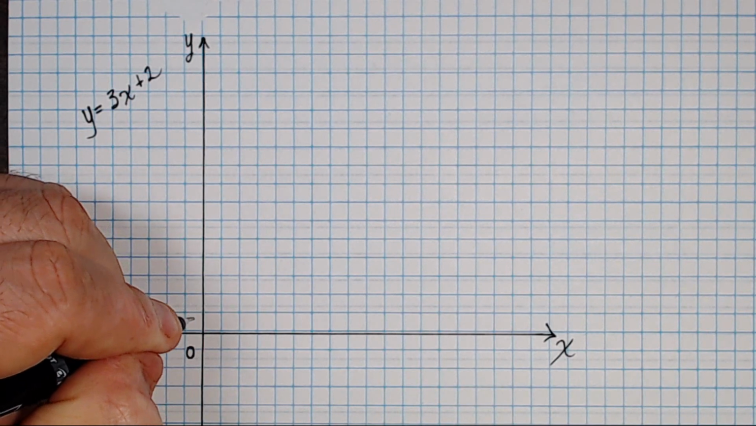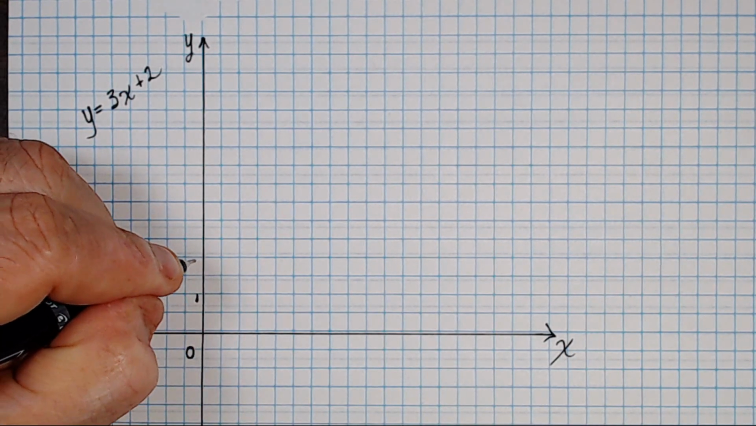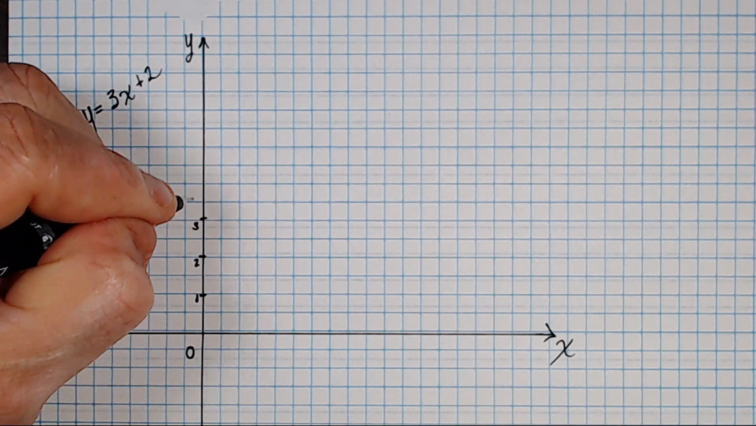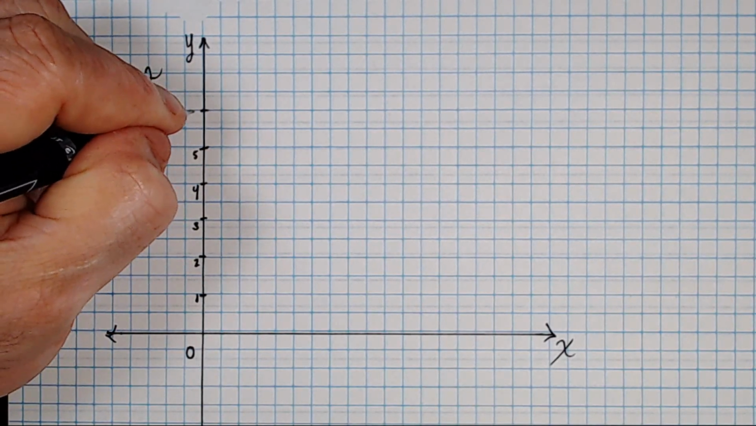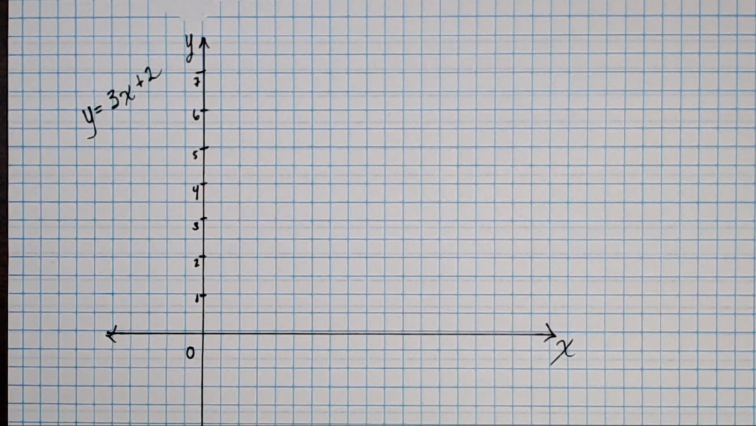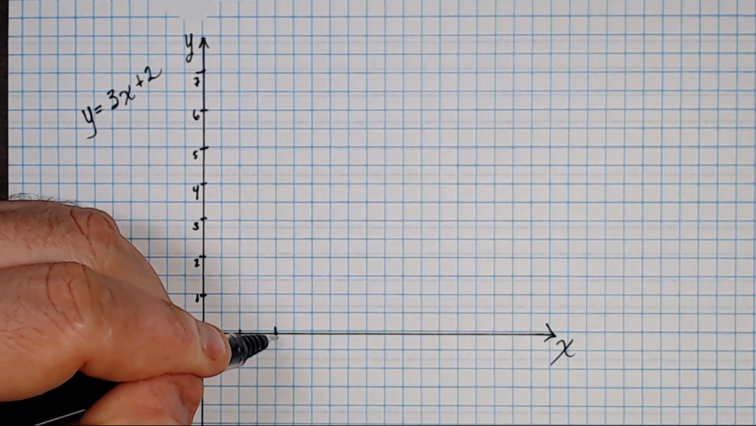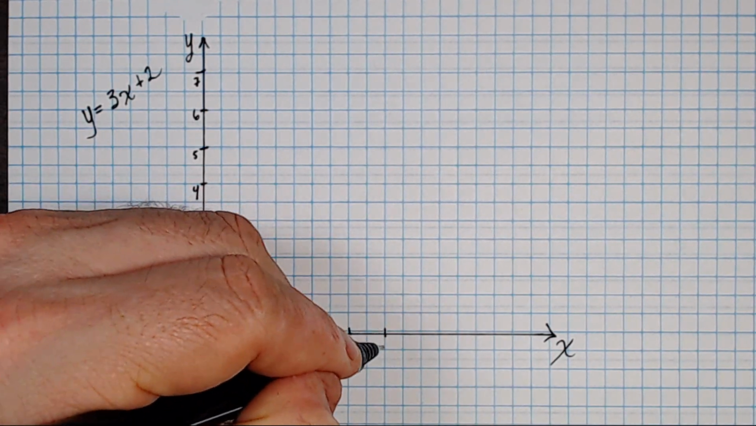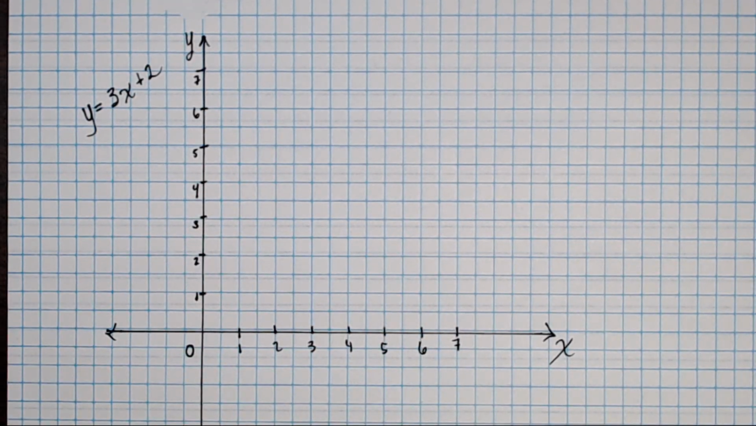Okay, so the way you plot lines is, we'll make these intervals big. I'll make mine, every 2 will be 1. So I'll go up 2 squares and make that 1, up 2 squares and make that 2, up 2 squares and make that 3, up 2 squares and make that 4, etc. 5, 6, 7. Same thing on the x-axis. This will be 1, 2, 3, 4, 5, 6, 7. Now I'm ready to graph.